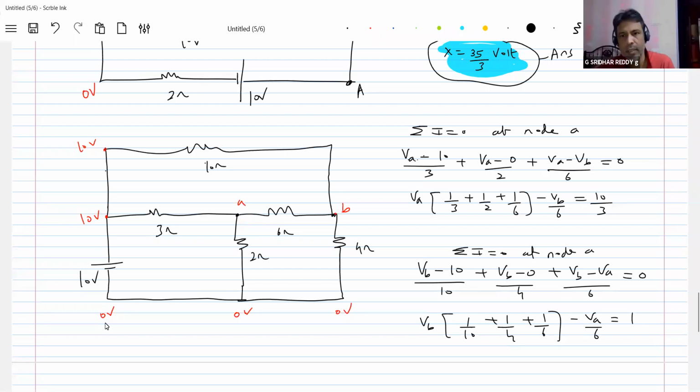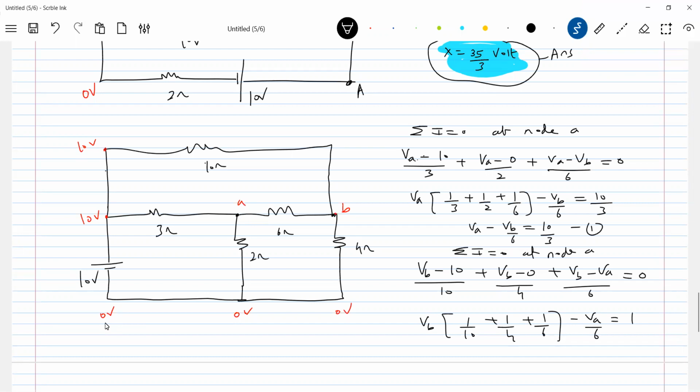How will this equation be 5 by 6, 5 by 6? I think this will become VA minus VB by 6 equal to 10 by 3. This is equation 1. Ten by 24, 101 by... Now the second equation.